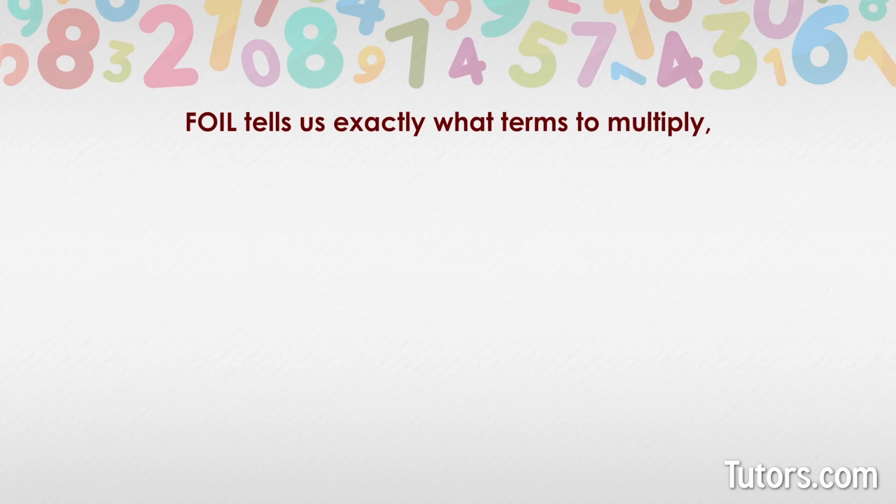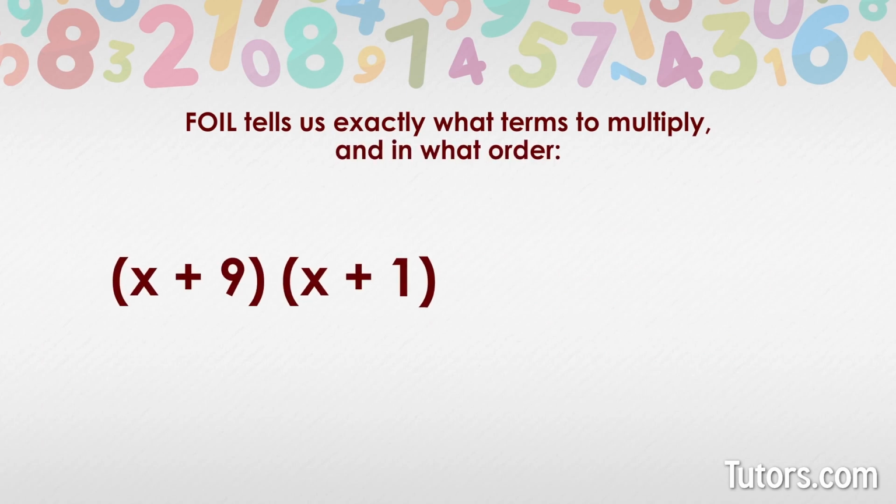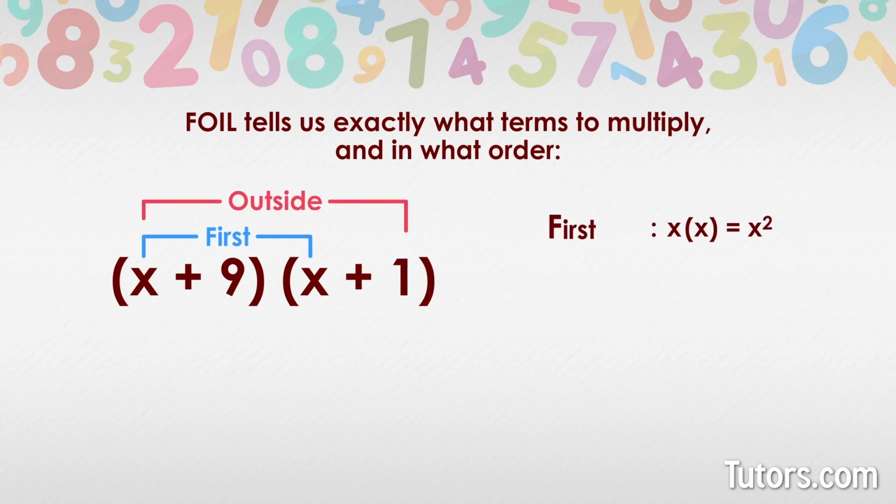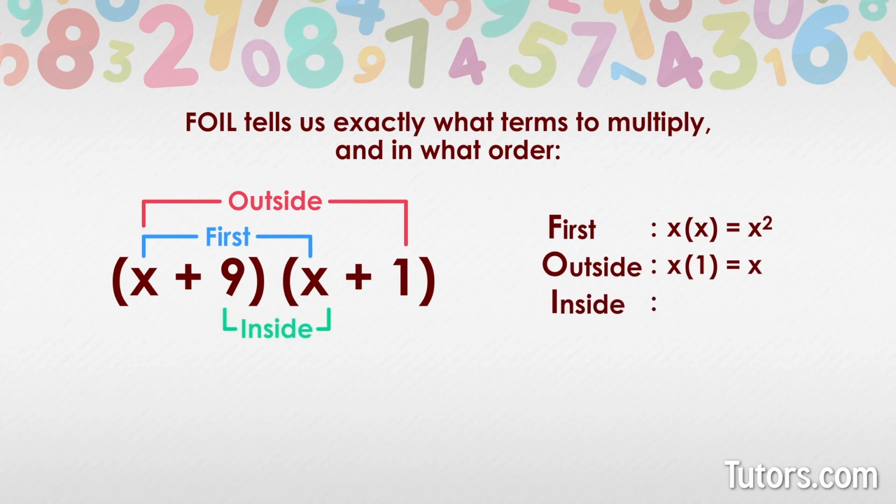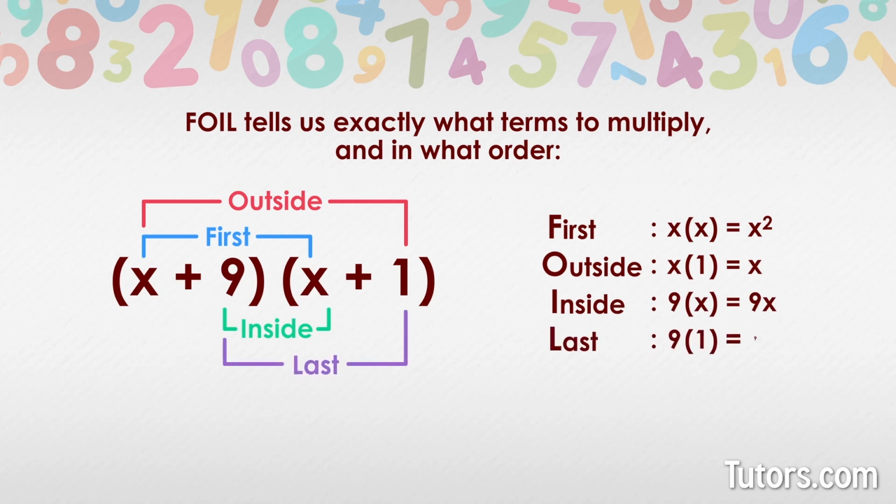FOIL tells us exactly what terms to multiply and in what order. First, multiply the first terms. Outside, multiply the outside terms. Inside, multiply the inside, inner terms. Last, multiply the last terms.